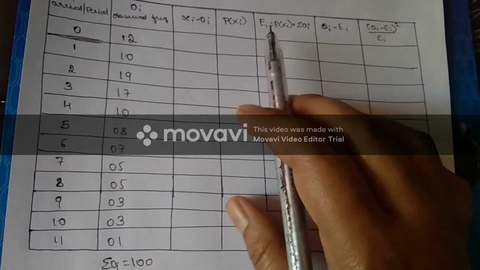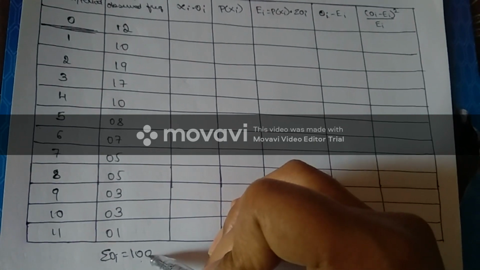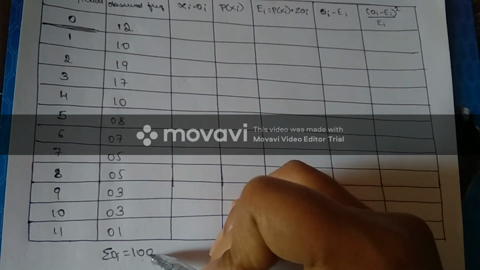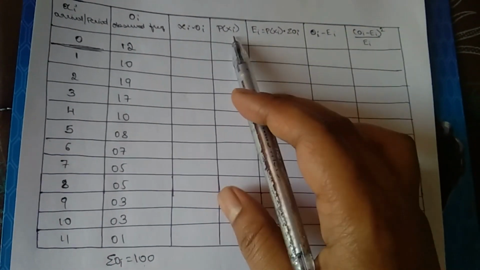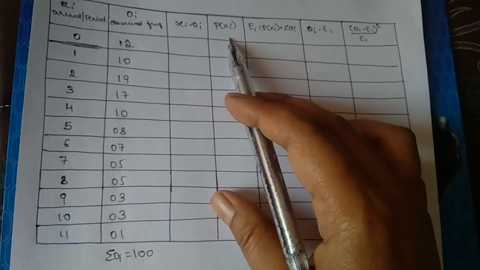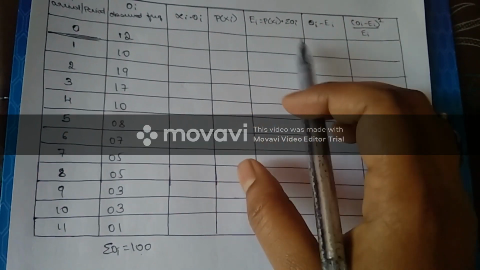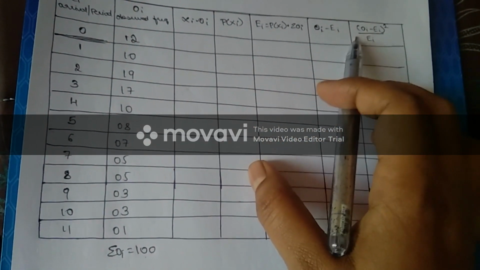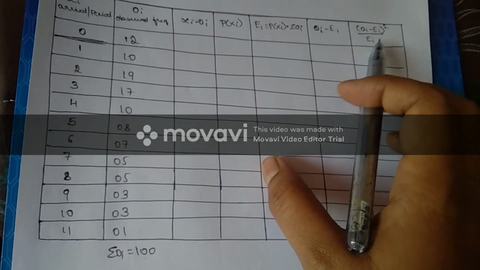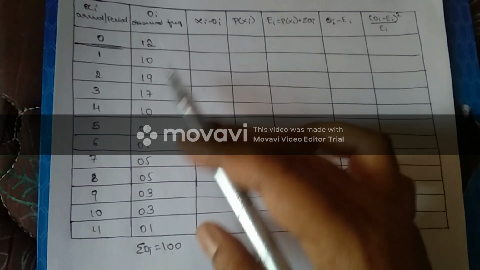Here this thing we will consider as n, that is the sample size, and P of xi we have already calculated over here. I'll tell you how to calculate this P of xi also. Next, oi minus ei, then oi minus ei whole square divided by ei. This is our chi square, that is x naught square.